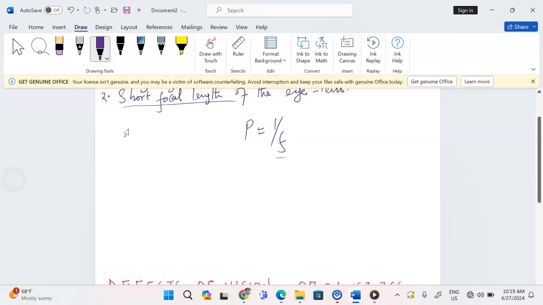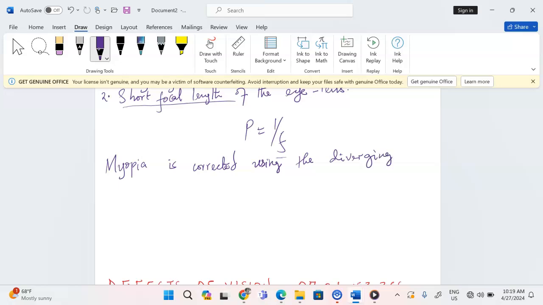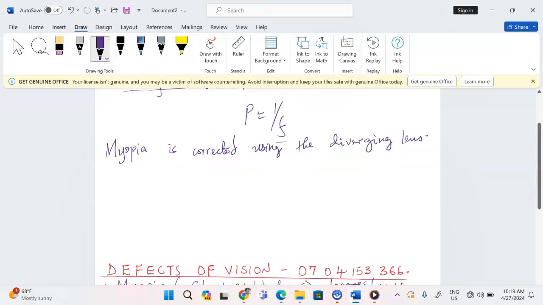There is how we can correct this defect. Myopia, or short sight, is corrected using the diverging lens. When you go to a clinical officer suffering from myopia, she will recommend glasses or goggles which are made of a diverging lens. Let me show you how the lens will be used to correct such a defect.